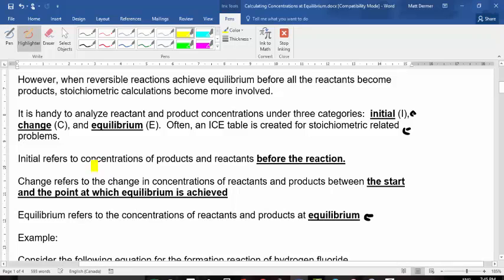Now, one thing that I'd like to highlight here is that every time I talk about initial, change, and equilibrium, I'm talking about concentrations. So whenever you're using an ICE table, you need to make sure that the values that you put inside that ICE table are in molar concentrations, in moles per liter.